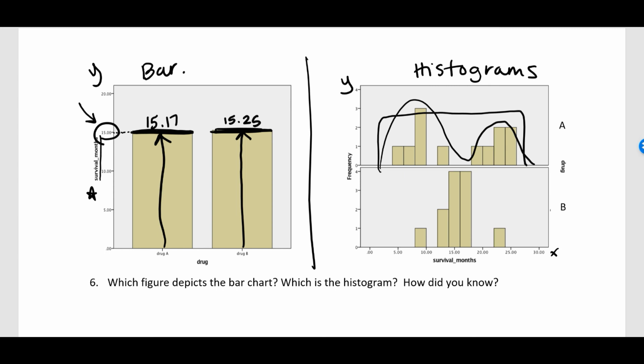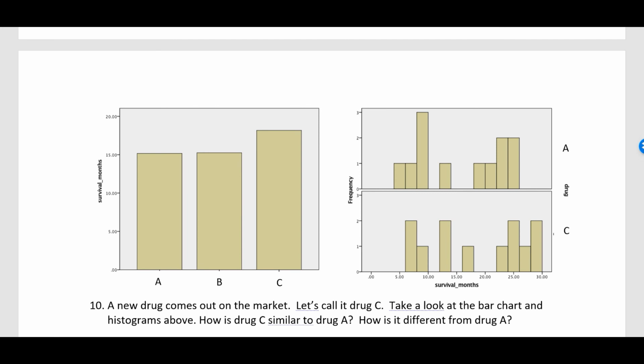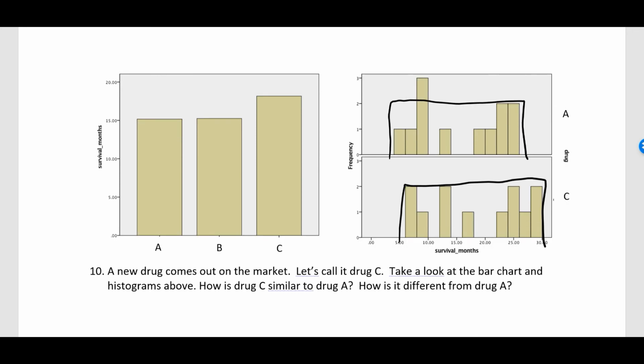What about for A and C? Well, the shapes aren't really that different for A and C. They're more similar because they're both pretty spread out, and they're both relatively consistent, relatively flat. There's no big peak like we saw with B. So how is drug C similar to drug A? Well, it looks pretty similar in the general shape.